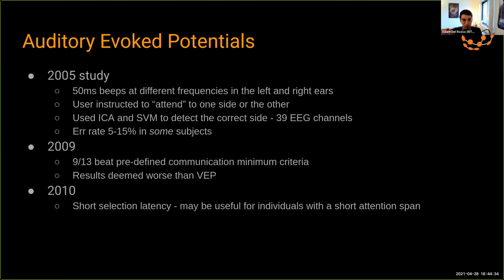Another one: rather than a visual stimulus, it's an auditory stimulus. So rather than focusing your attention on something on a screen, you're actually listening. You're attending to either the right or left ear, and short beeps in either. And so you are able to detect a similar deflection to what you would see from the stimulus evoked potential, like that P300 speller.